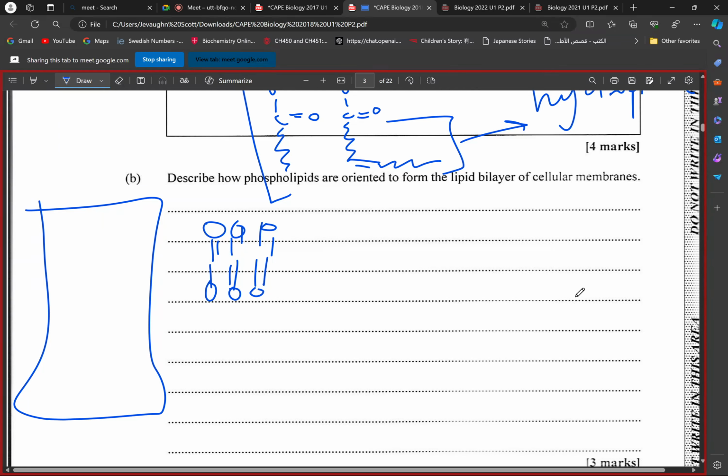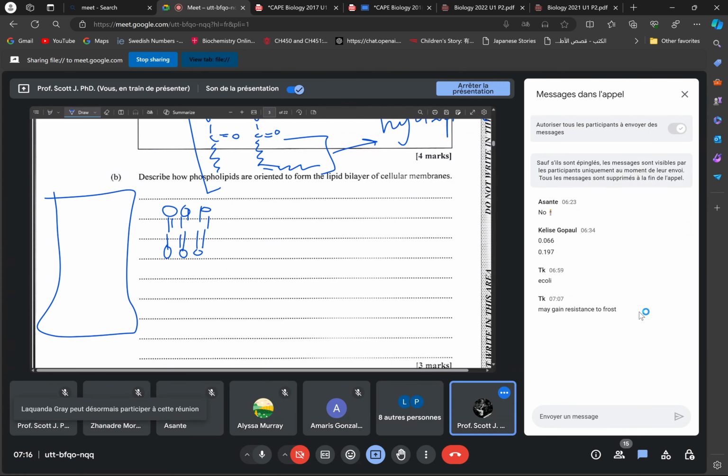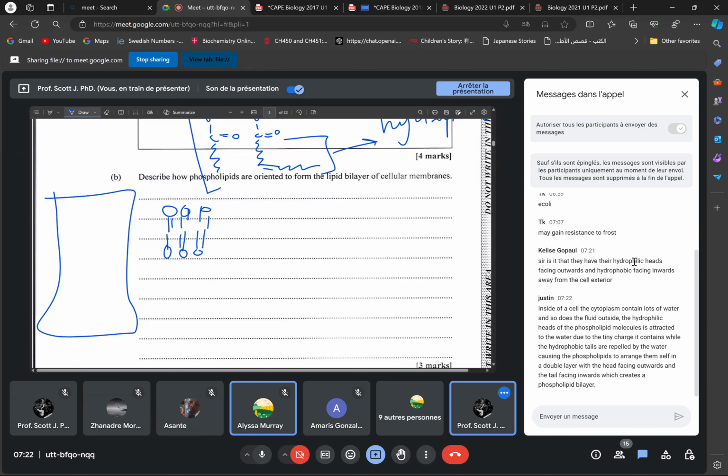Use the terms. In biology, specificity is key. Specificity is your friend, but it must be the correct variation. So Justin sent something in the chat.